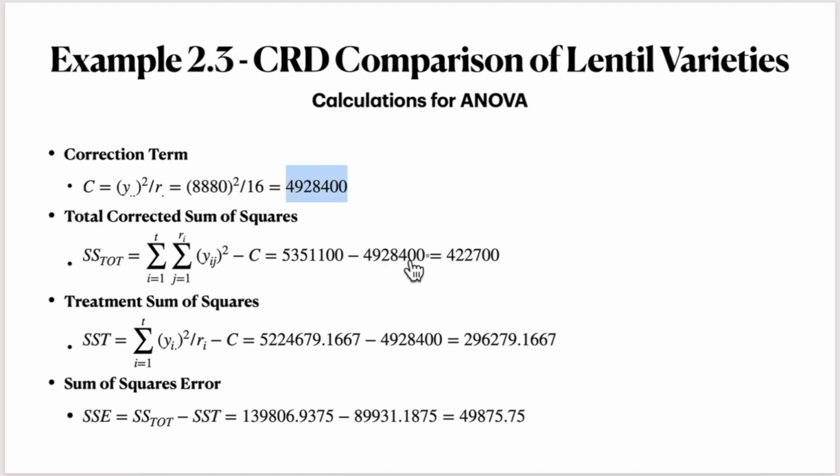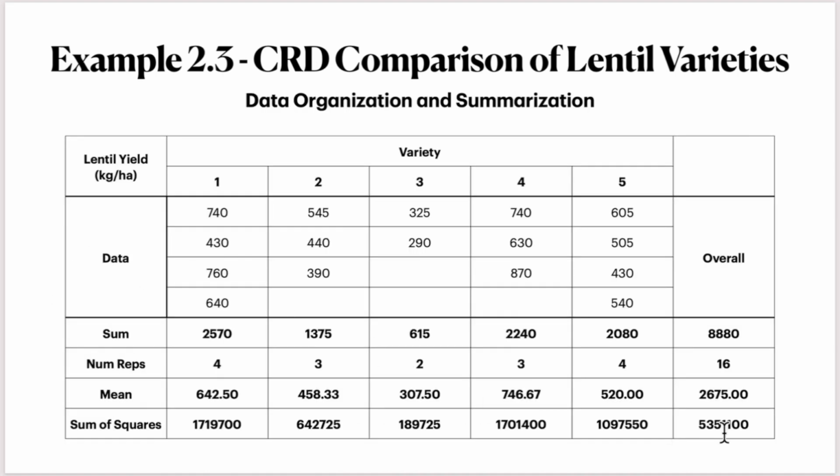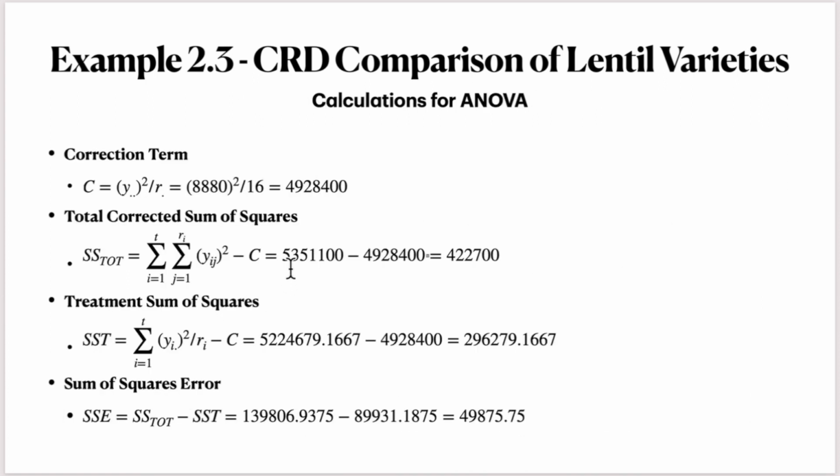That's the term that we're going to be subtracting from each of those quantities to get the total corrected sum of squares and the treatment sum of squares. To get the total corrected sum of squares, we first obtain the uncorrected total sum of squares. That's given down here, the overall uncorrected sum of squares. Then from that we subtract off the correction term, and we get 422,700. So 422,700 is the total corrected sum of squares.